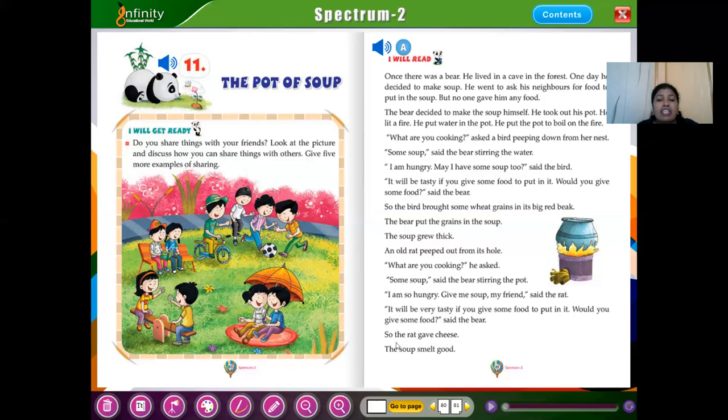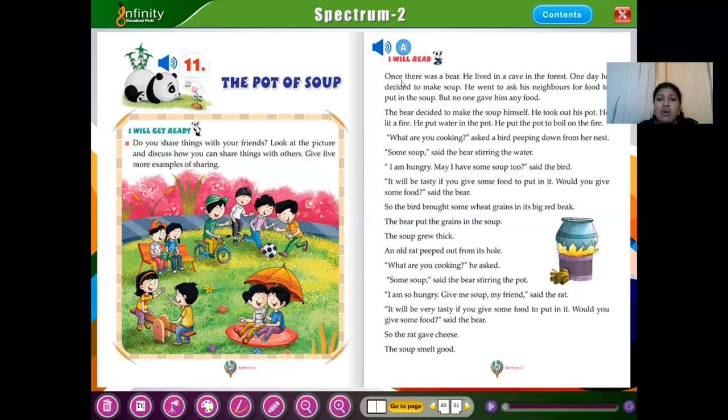So the rat has given what? Cheese. The soup smelled good. Now when the bear adds the cheese into the soup, it becomes a very delicious smell. It gives a very good smell. Okay, so do you understand? Now the bird has given wheat grind. Now the rat has given cheese.